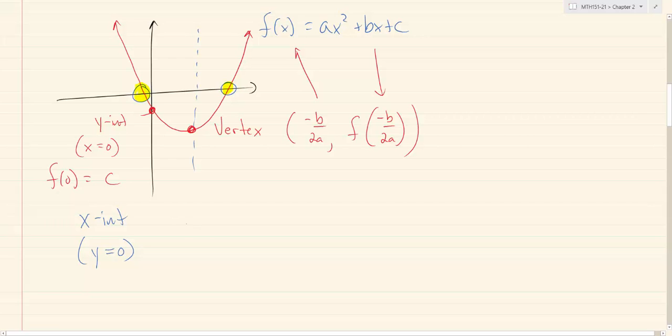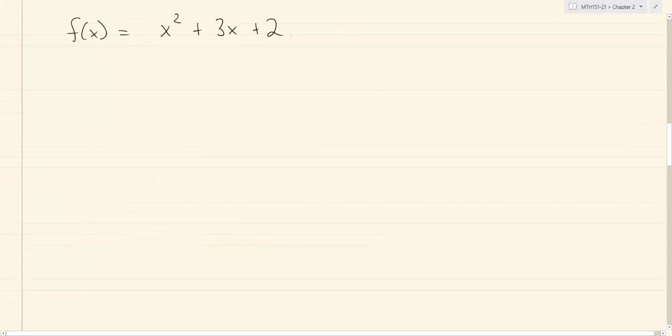So if I have a quadratic, ax squared plus bx plus c, and I set it equal to 0, this will give me the x-intercepts. Take x squared plus 3x plus 2, and we want to find the x-intercepts. We could find the vertex, we could find the y-intercept, we know all that stuff. We're looking for the x-intercepts, so we're going to set it equal to 0. X squared plus 3x plus 2 equals 0.